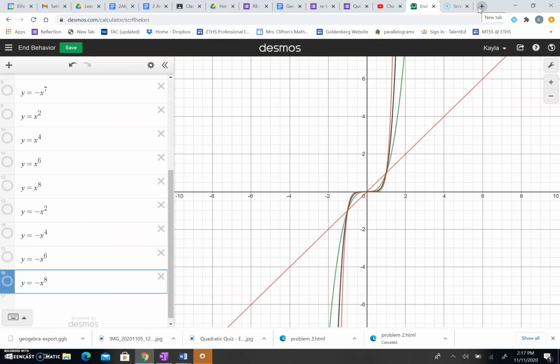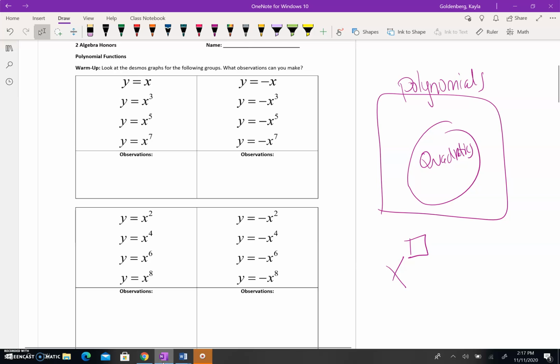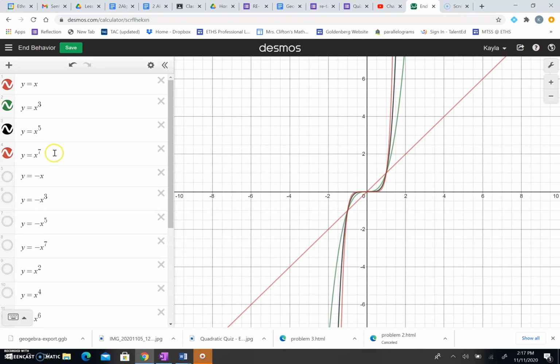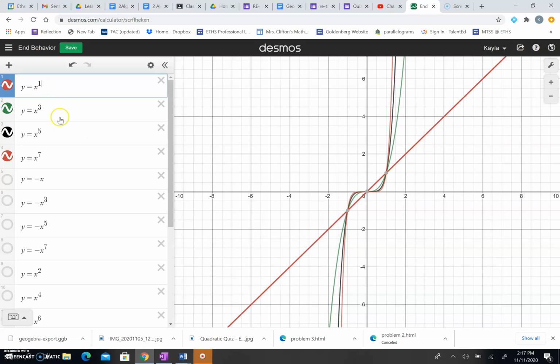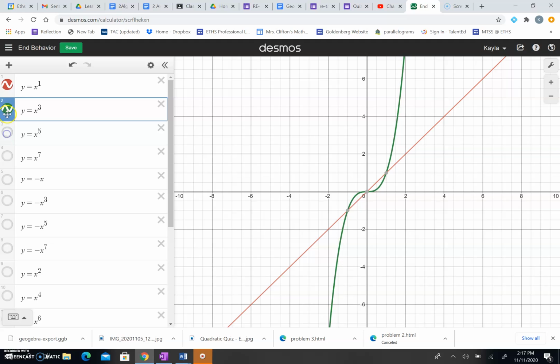Okay. And in your notes, if you could make a similar table as this, just something in your notebook, or if you've printed it, you've got a copy. And we're just going to look at the first grouping. So I've got x to the first power, right? Third, fifth, and seventh. And so I'm going to turn them on and off so we can see them one at a time. So x to the first power is like the line y equals x.